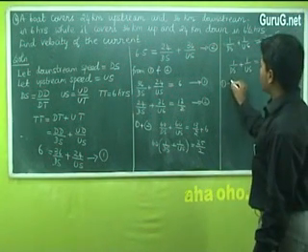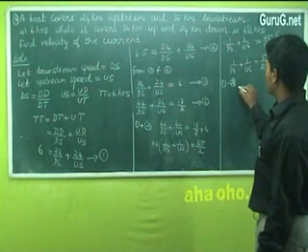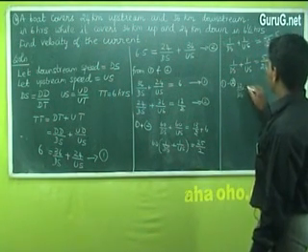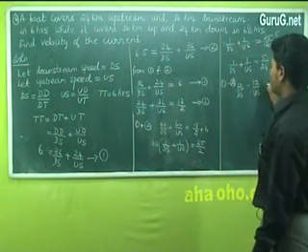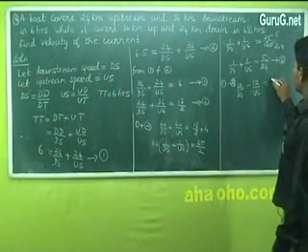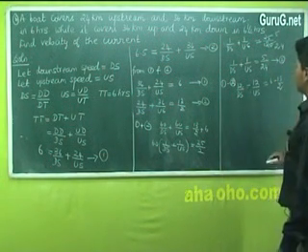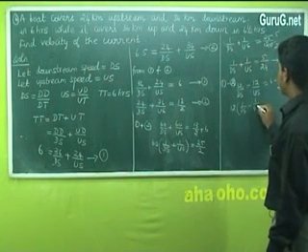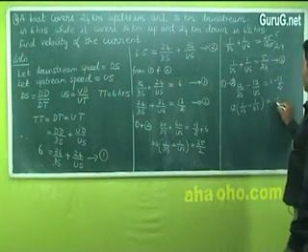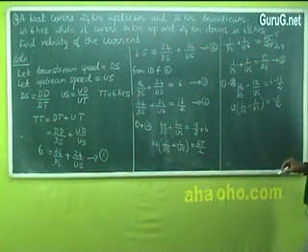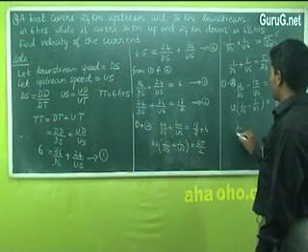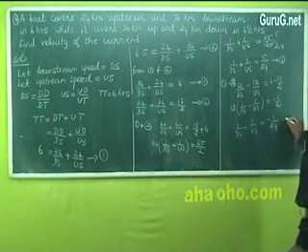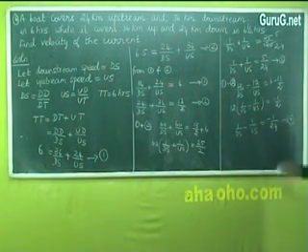Now subtract 1 and 2. If you subtract, you will get 12 by ds minus 12 by us is equal to 6 minus 13 by 2. That is 12 into (1 by ds minus 1 by us) is equal to minus 1 by 2. So 1 by ds minus 1 by us is equal to minus 1 by 24. This is equation number 4.